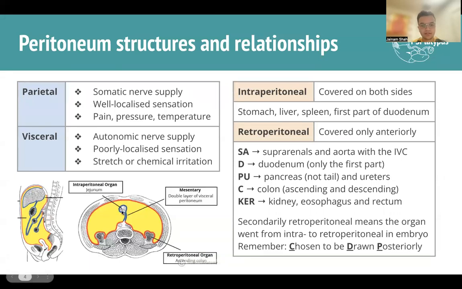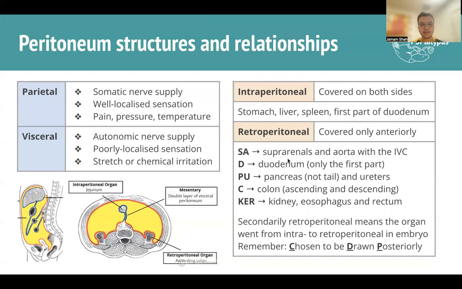So if you have a look at the diagram at the bottom, and apologies for the fact that it is quite small, you can see that the jejunum has been put as an intraperitoneal organ because on pretty much all of its sides, it's covered by the peritoneum or the visceral peritoneum.